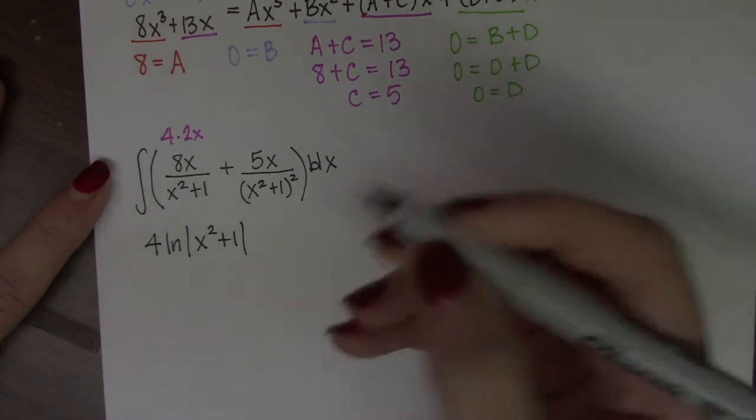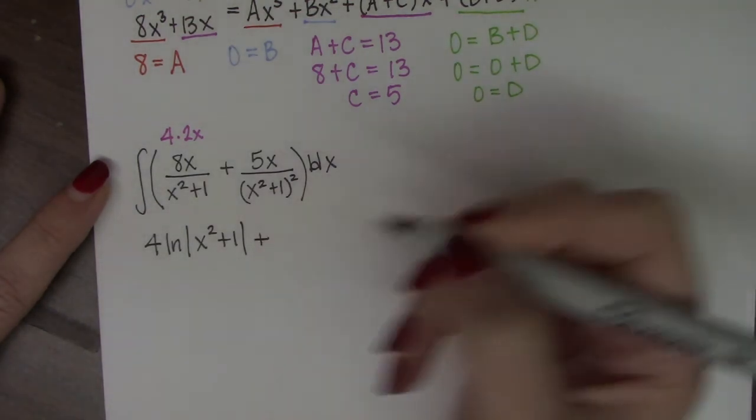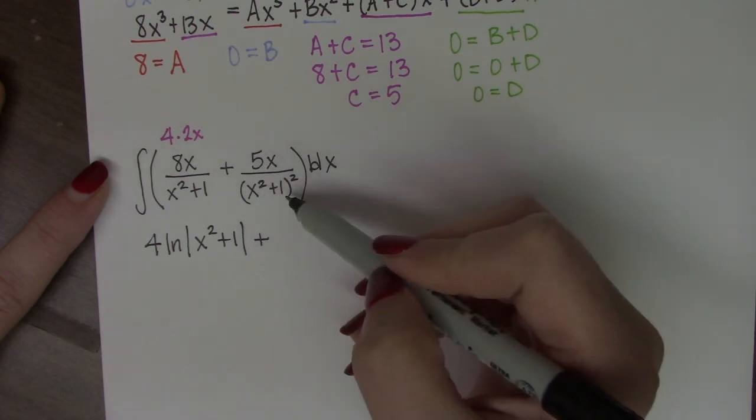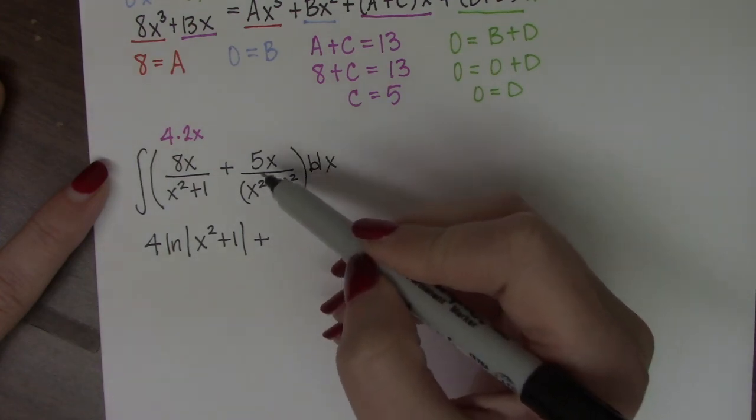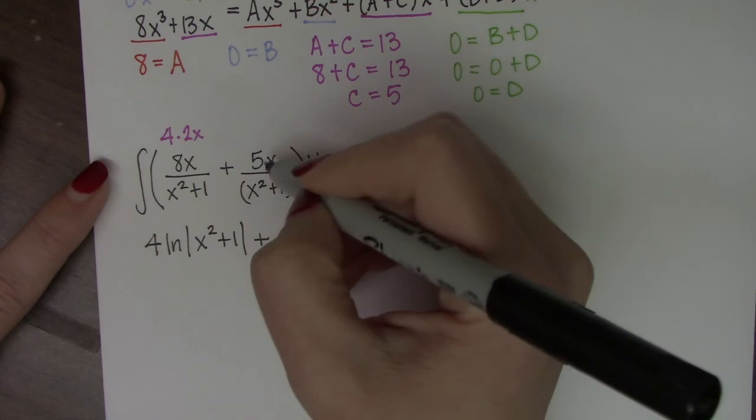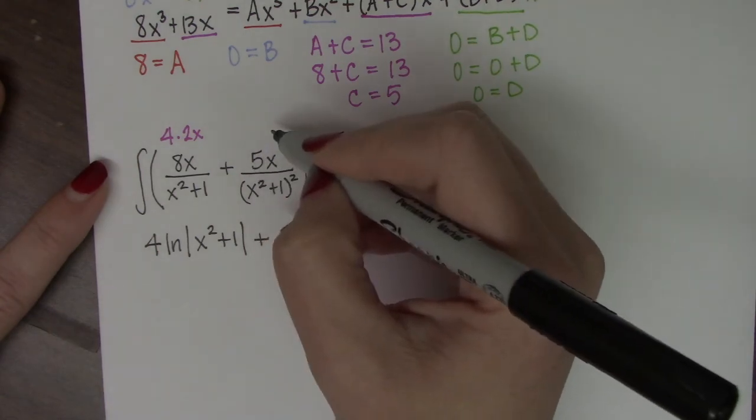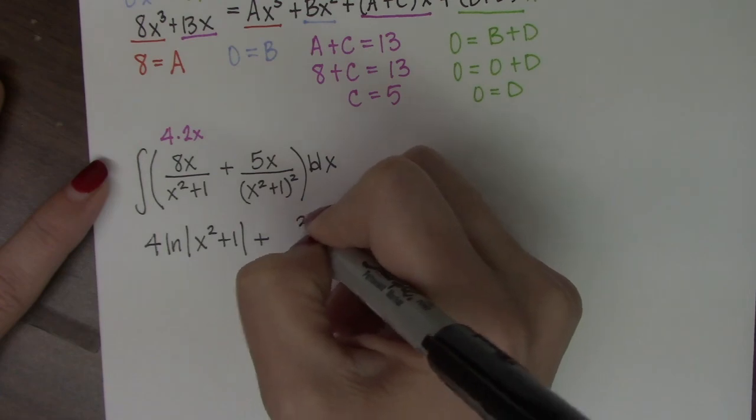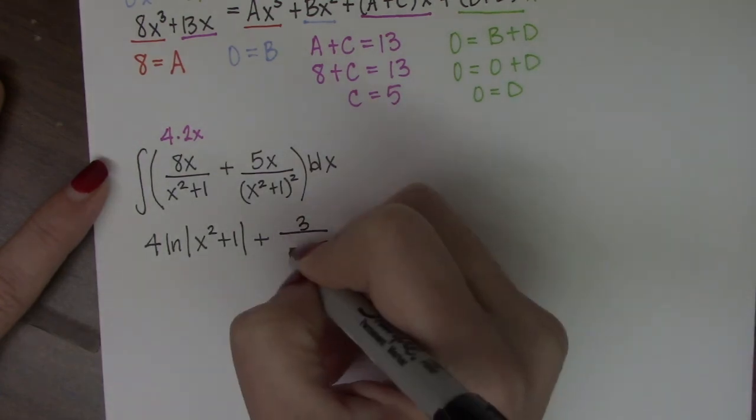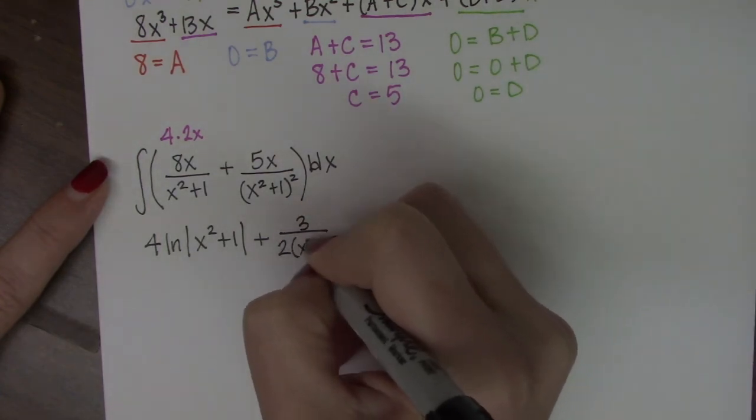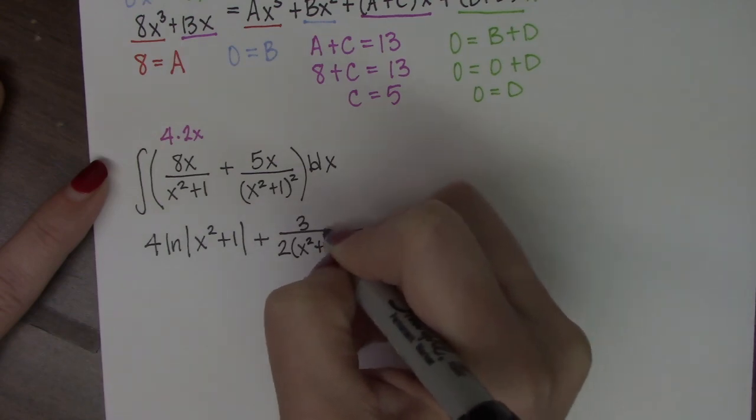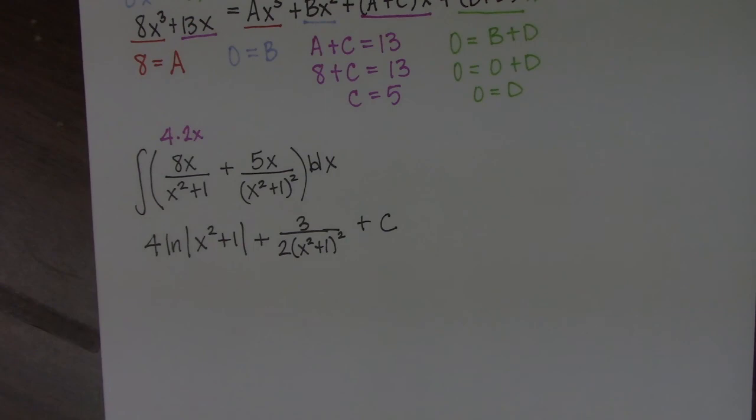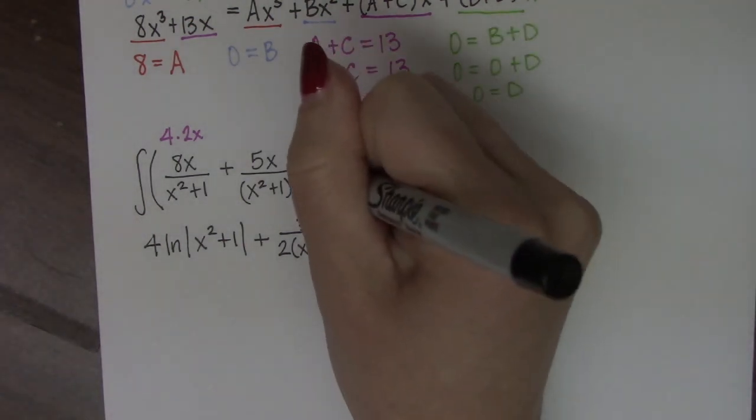So by simply doing a u substitution, this first term just becomes 4 times the natural log of x squared plus 1. For the second one, I can also do a u substitution, where u is x squared plus 1, du is 2x. So I simply plug in du over 3 and simplify. And so when you do your u substitution for this, you'll get 3 over 2 x squared plus 1 squared plus c.